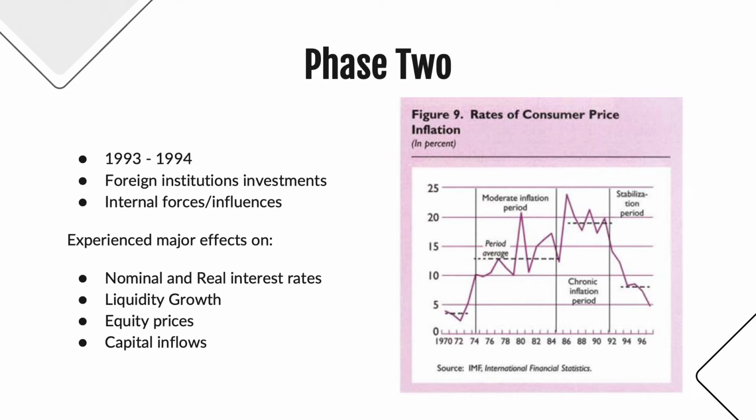The chart on the right shows the high consumer price inflation from the oil shocks that started in the 70s, and then shows the stabilization period that started in the 90s. You can see a sharp decrease from phase 1, and then the chronic inflation period from phase 2, and even a further decline in phase 3.